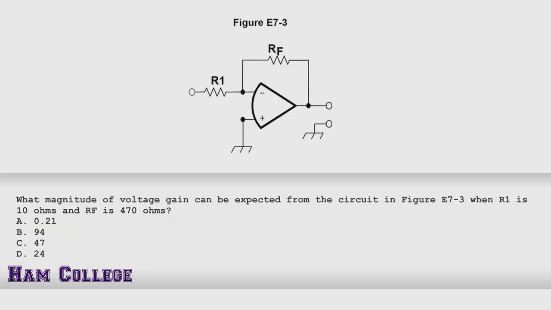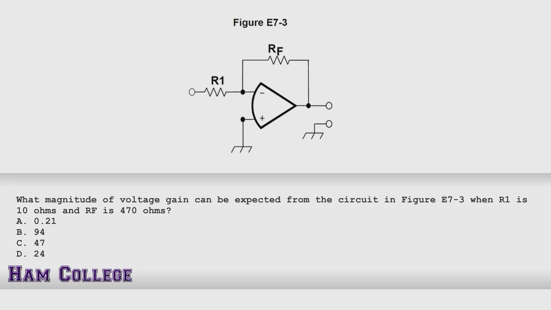What magnitude of voltage gain can be expected from the circuit in figure E7-3 when R1 is 10 ohms and RF is 470 ohms? A, 0.21. B, 9.4. C, 47. Or D, 24.